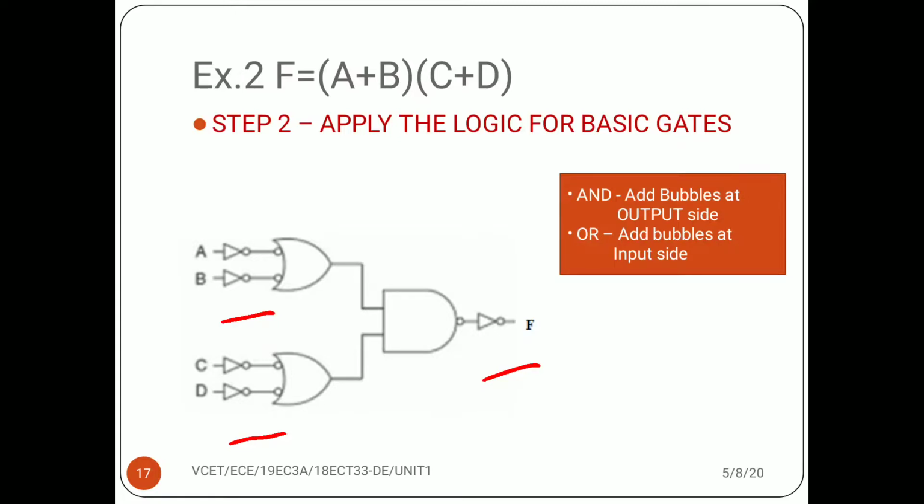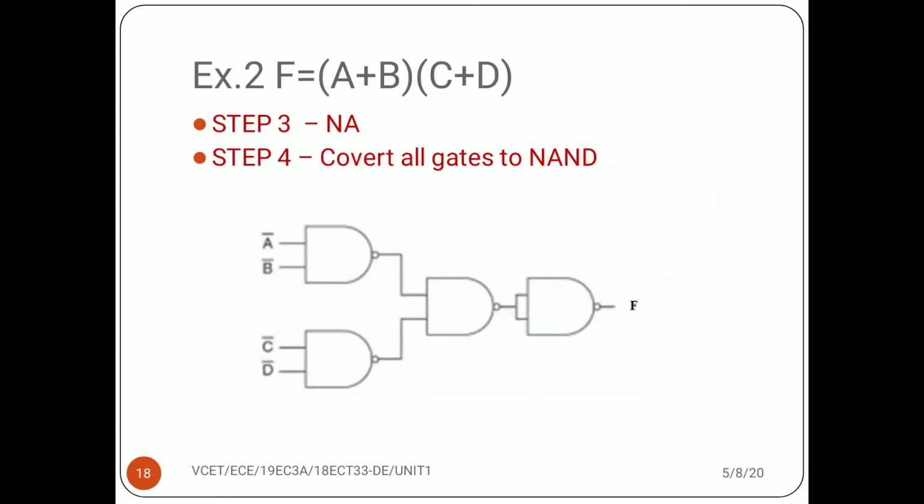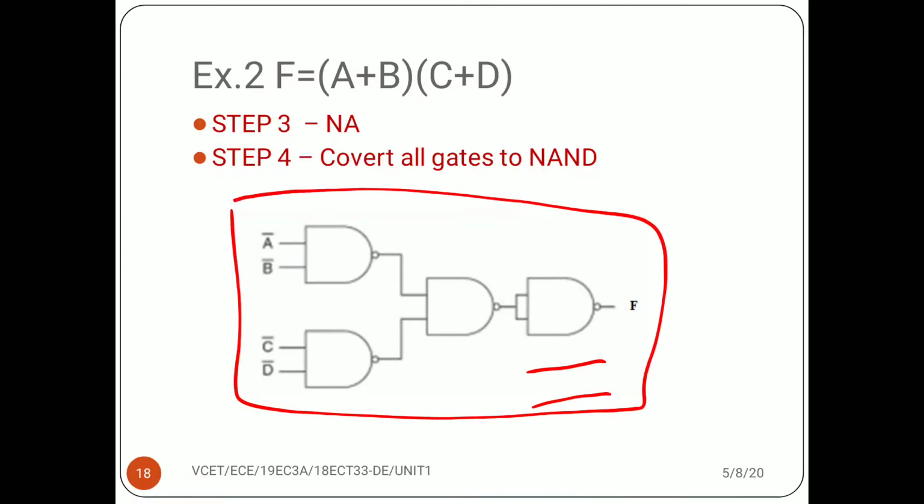Our fourth step is to convert all the gates into NAND gates. So we are converting all the gates into NAND gates. The inverter we converted like this as a single input NAND gate, and the other gates we are converting into NAND gates. So this is the POS expression, and we converted it using only NAND gates.